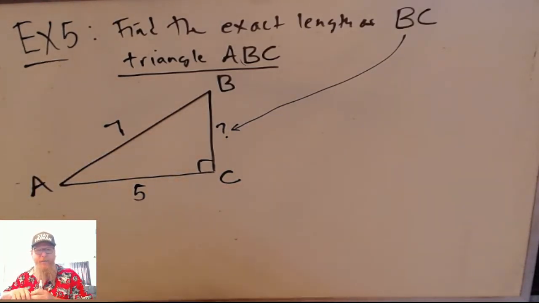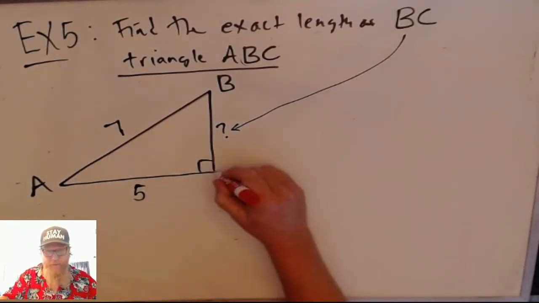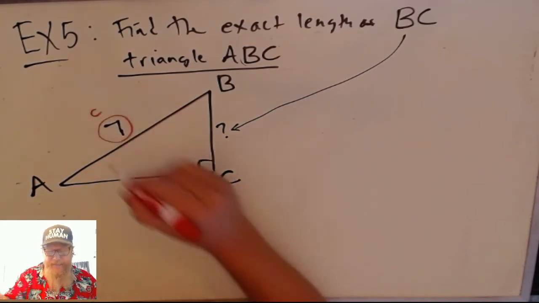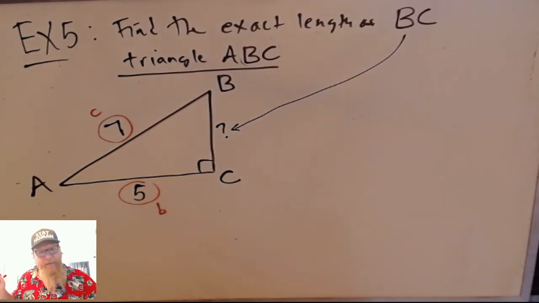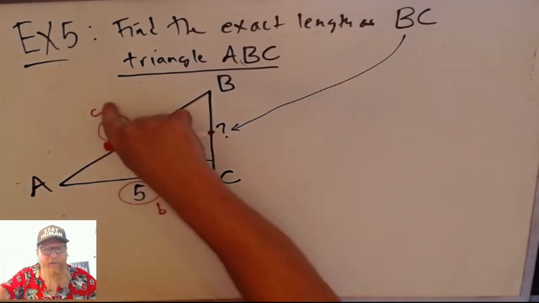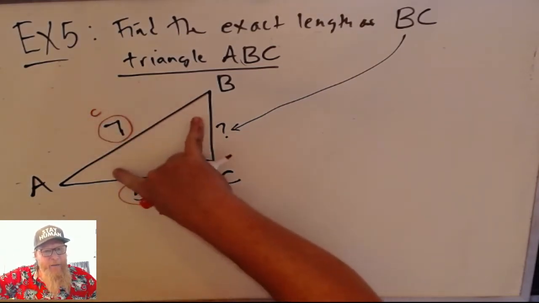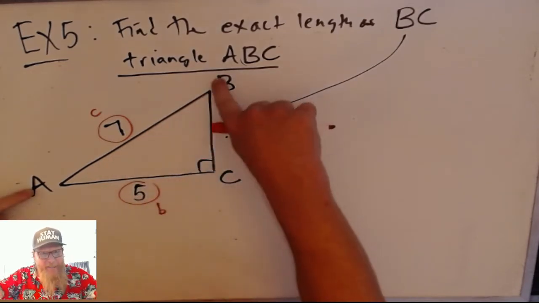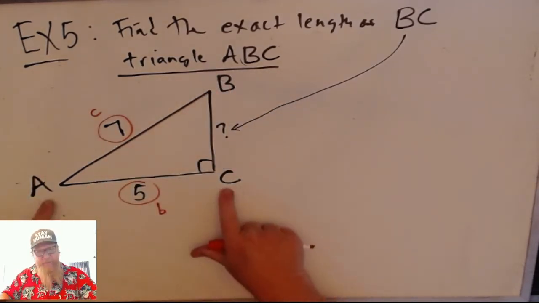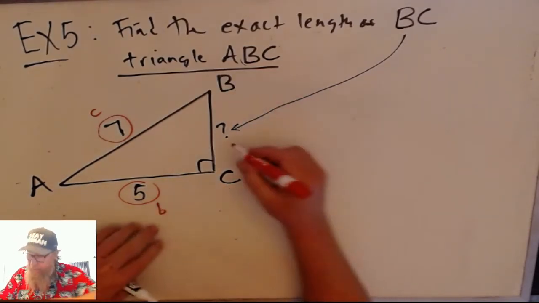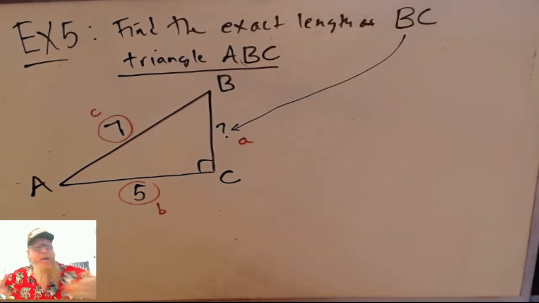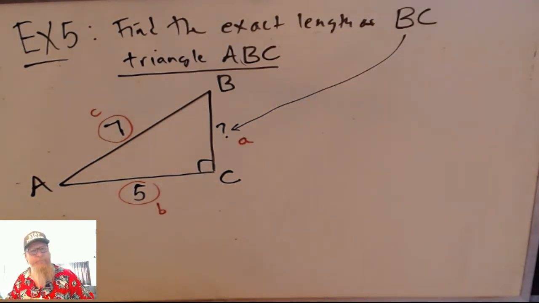So I like to switch from capitals to lower cases. So the hypotenuse is lowercase c. The base, AC, is lowercase b. By the way, another way to remember it, the lowercase letter is whatever letter the other two letters are not. So if this is AB, well, then that's C. If this is AC, well, then that's B. And if this is BC, well, then that's A. It's the letter that's not there. So that's what we're looking for, lowercase a.